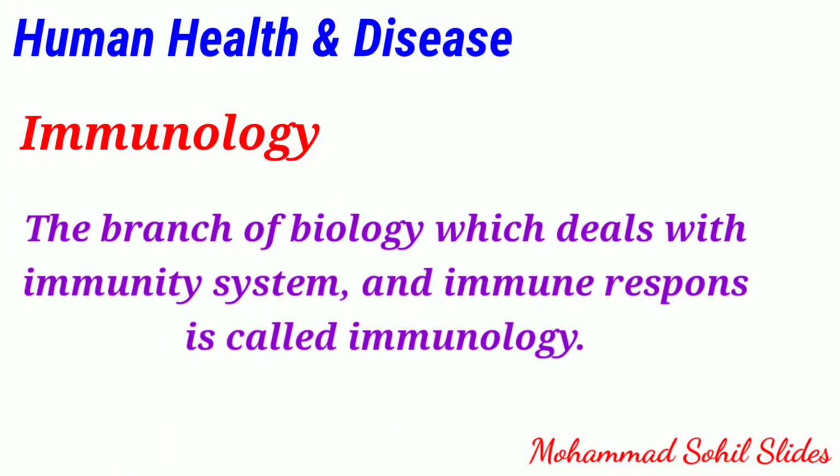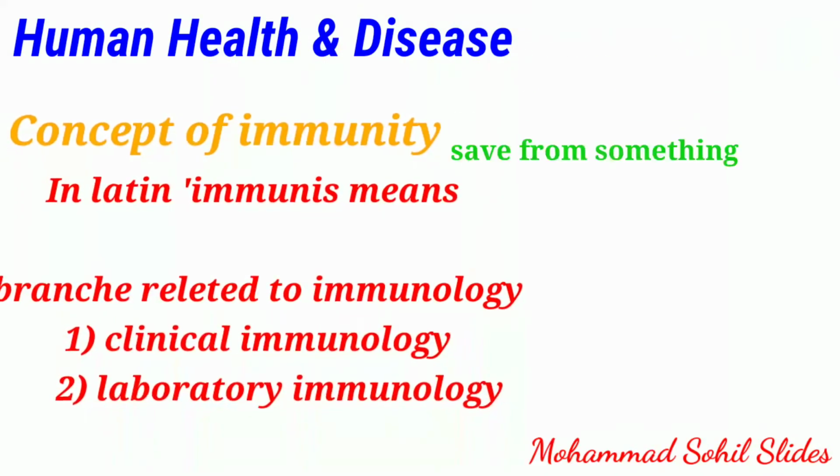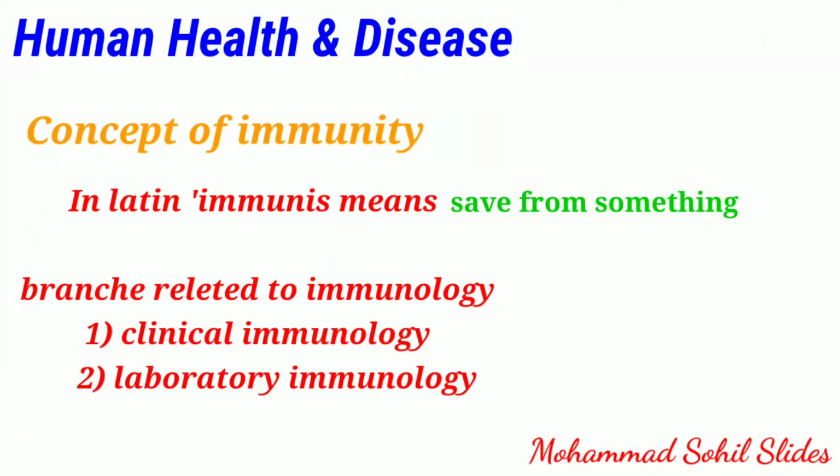Then third, immunology. The branch of biology which deals with the study of immunity system and immune response is called as immunology. Now coming to the concept of immunity. In Latin, immunis means save from something. There are branches related to immunology. First, clinical immunology. It includes vaccination, organ transplantation, blood banking, etc. Then laboratory immunology. It includes testing of cellular and humoral immune functions.